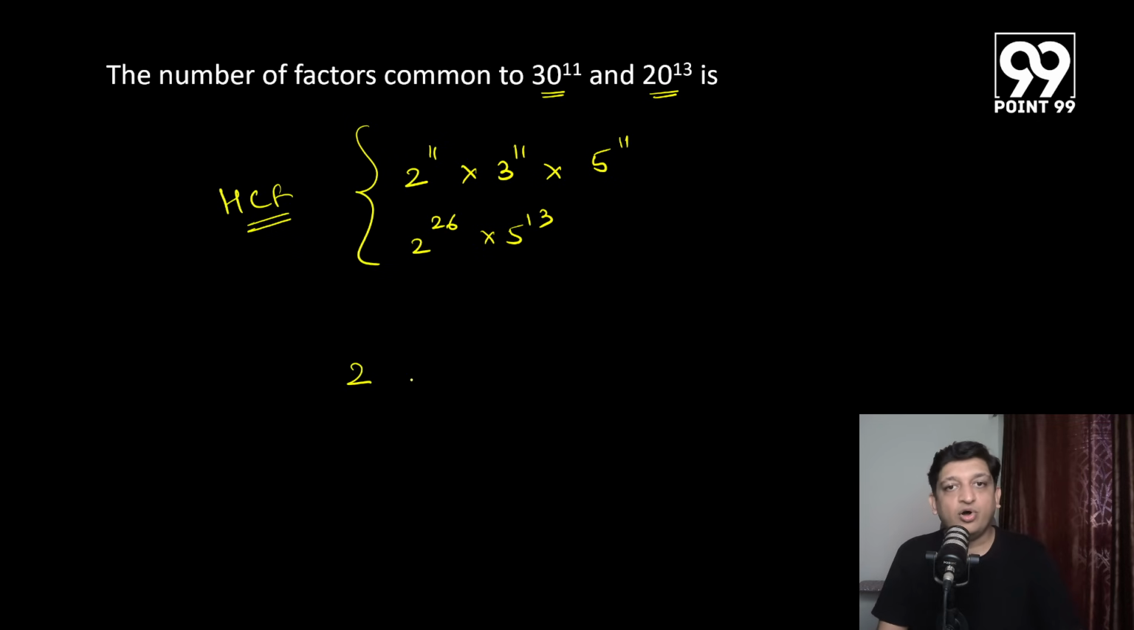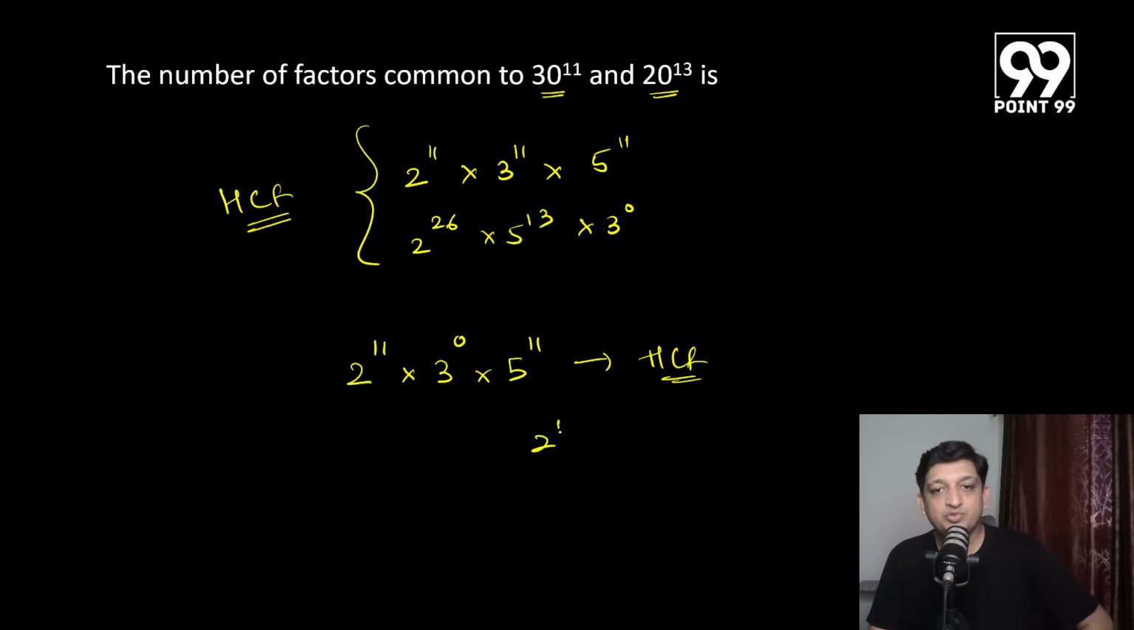We write down all the common factors that are there and we raise them to their smallest possible power. So 2 raised to 11, 2 raised to 26, I will write it as 2 raised to 11 because 26 is the larger power. What about 3? 3 raised to 11, 3 raised to 0, I write it as 3 raised to 0. And 5 raised to 11, 5 raised to 13, I write it as 5 raised to 11. That basically tells me that the highest common factor, HCF, of these two numbers is 2 raised to 11 into 5 raised to 11.